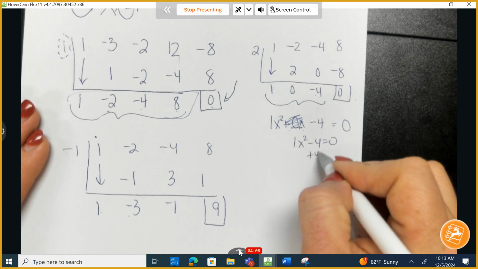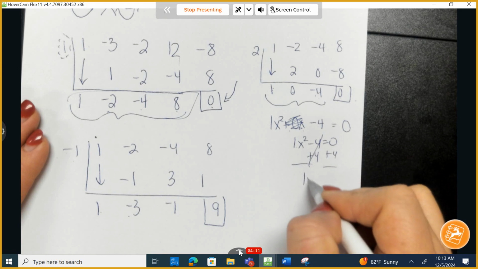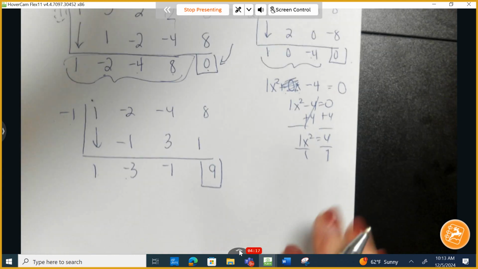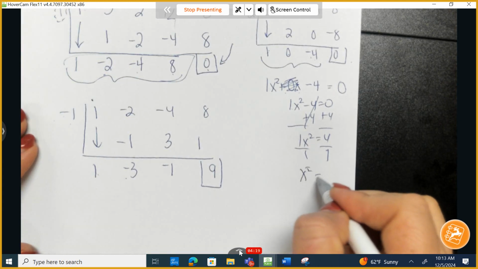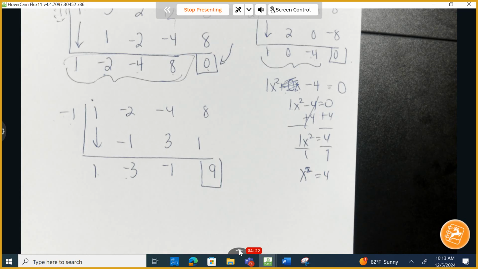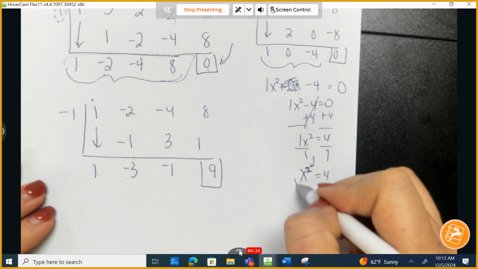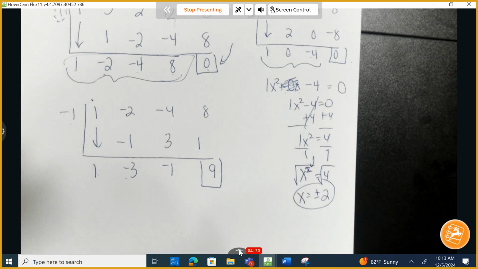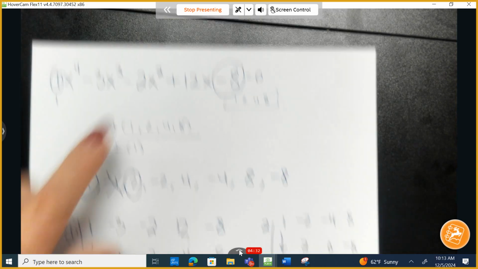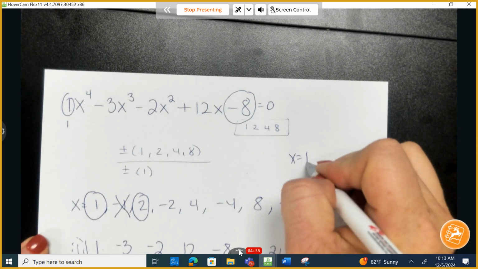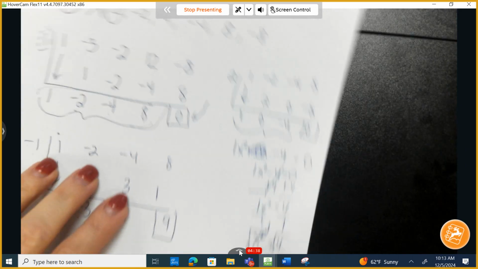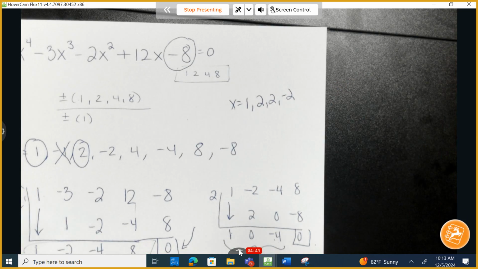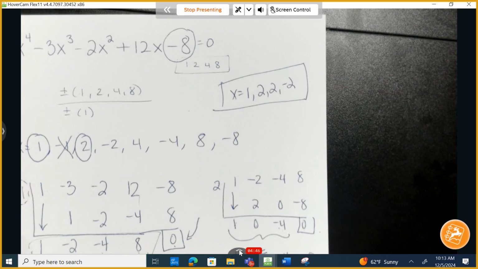So to get x by itself, I'm adding 4 to the opposite side. I'm dividing by 1. The opposite of multiplying is dividing. And I have x squared equals 4. This tells me I'm going to have 2 solutions. How do I get those 2 solutions? Plus or minus, and I know the square root of 4 is 2. So I'm going to come up here and write down my solutions. I'm going to have 4 solutions. One solution is 1, another solution is 2, and then I have a positive 2 and a negative 2. These are my solutions.